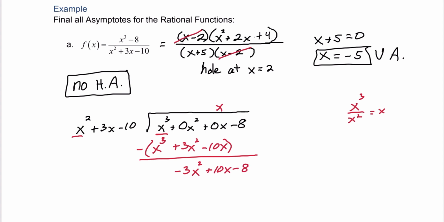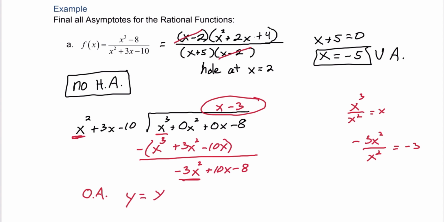Then we repeat that process. First term divided by first term. Negative 3x squared divided by x squared is negative 3. So that goes up in the top. And at this point we can stop because we'll just get a remainder which we're going to ignore anyway. So for the oblique asymptote, we just simply take this expression and put a y in front of it. Y equals x minus 3 is the oblique asymptote, also known as the slant asymptote.